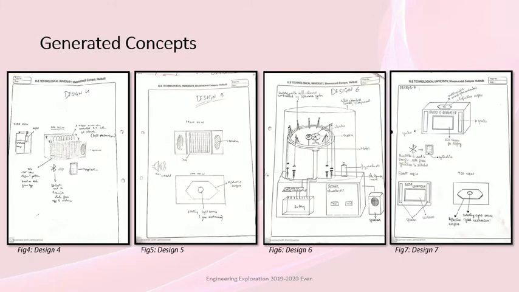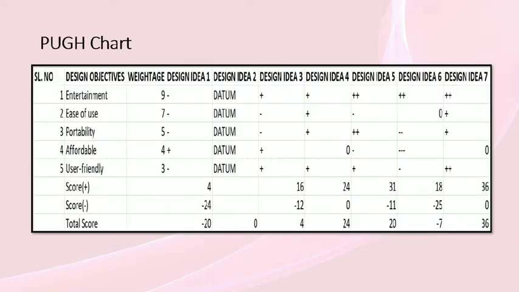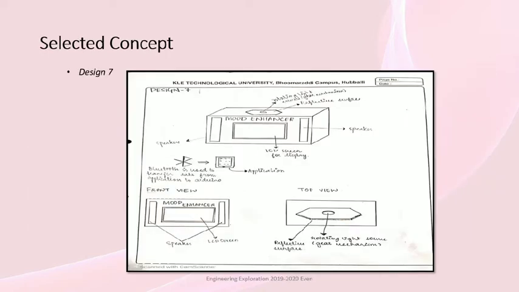After designing various concepts to achieve the objective, we had to decide the best among them, so we analyzed all the designs through the Pugh chart technique. The Pugh chart provides us with useful insights as to which design was the most efficient one, so we chose design 7 as the best alternative. This is the selected design of our project.